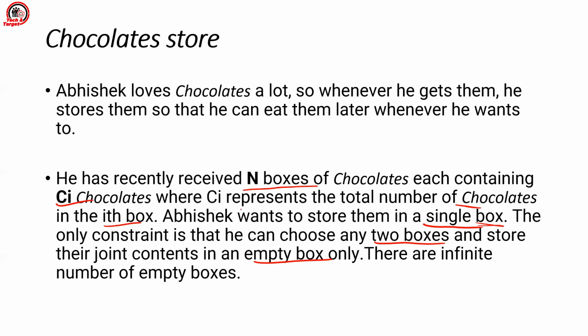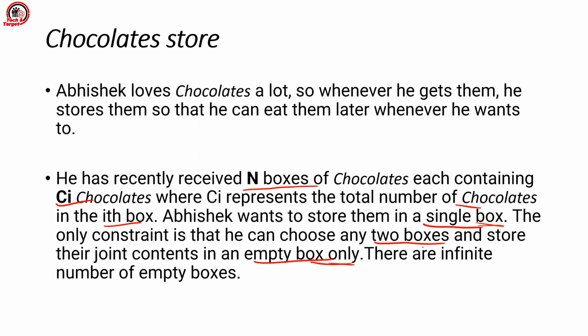Now there is a constraint here. He can choose any two boxes and store the joint contents in an empty box only. So he cannot put all of the chocolates together inside a single box directly. What he is allowed to do is take one empty box, take two boxes with chocolates, and pour them into a single box, right? Now the two boxes get reduced to one. So this is how he is expected to do that.